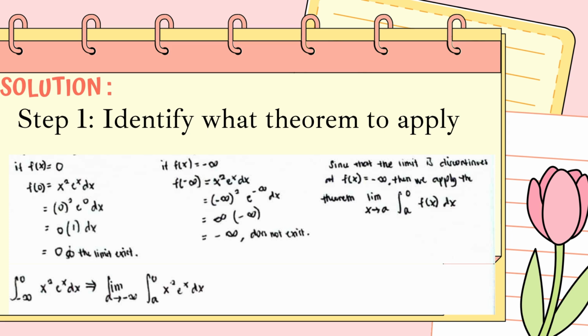Since the function is discontinuous at negative infinity, we apply the theorem: the limit of the integral of f of x dx from a to 0, where a approaches negative infinity. So we have the integral of x squared times e to the x dx from negative infinity to 0 into the limit of the integral of x squared times e to the x dx from a to 0.